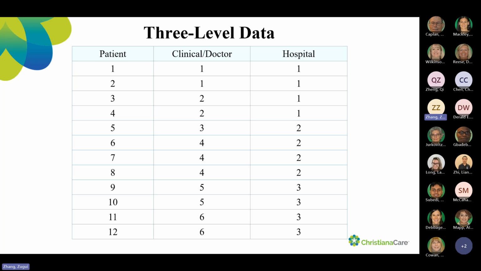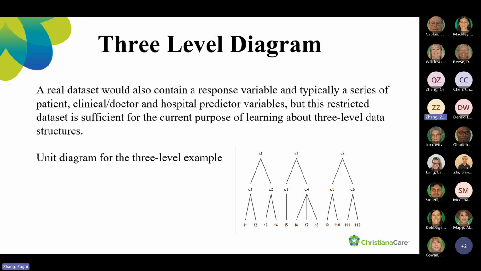Here, this is 3-level data. We have a patient, we have a clinic or doctor, and we have a hospital. So we have a patient level, a clinic or doctor level, and a hospital level. A real data set will also contain a response variable and typically a series of predictors. So we can use this diagram to show this 3-level example.